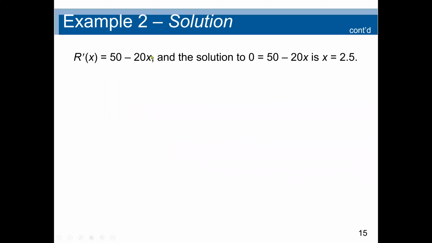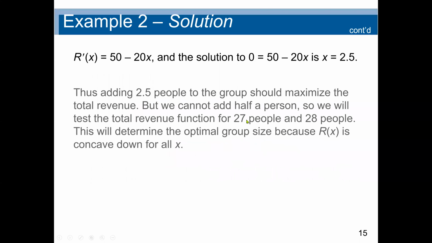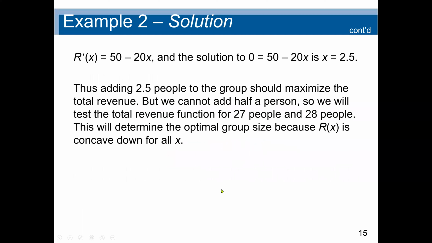Then we equate the first derivative to 0. So this is what we get. And if we have 0 equal to 50 minus 20x, x will give us 2.5. So 2.5 is our critical value. This means adding 2.5 people to the group will maximize the total revenue. So roughly we will say 3 people or 2 people, but we cannot add half a person.